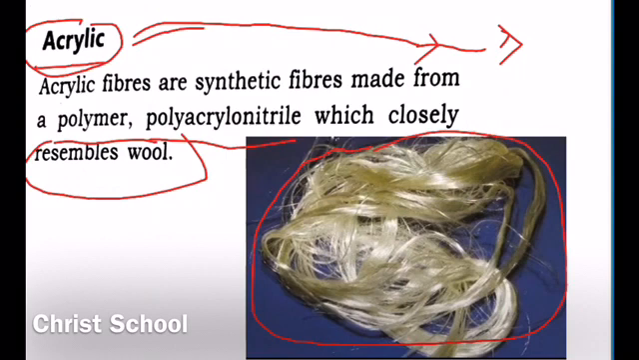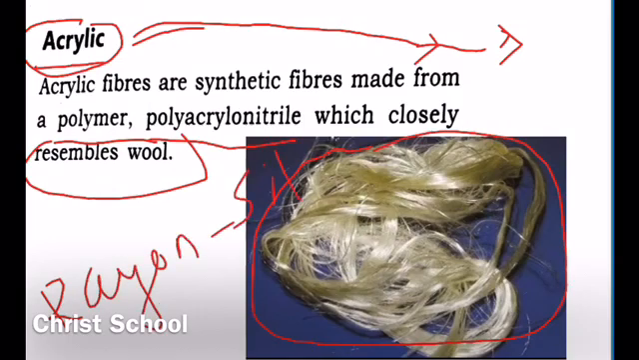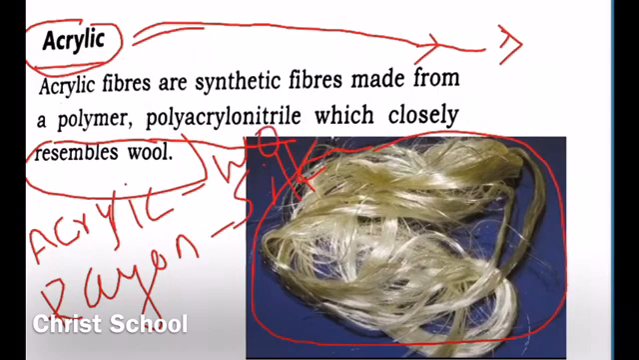We have studied one more relation like this. Do you remember rayon and silk? Rayon is a semi-synthetic fiber. It closely resembles silk. Rayon shows the same properties of silk. Therefore, instead of silk, we can use rayon, because rayon is less expensive compared to silk. Similar is the case of acrylic and wool. Acrylic is a synthetic fiber. It shows the same properties of wool. So instead of wool, we can use acrylic clothes. So this is the main point you have to remember about acrylic fibers.